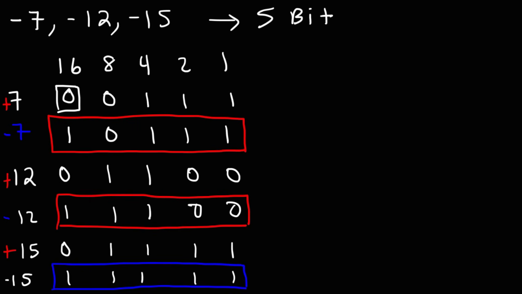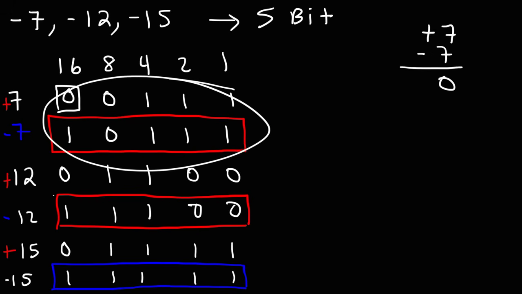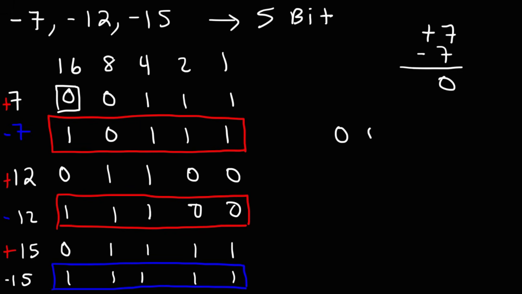This method of representing negative numbers, the sign magnitude method, is very easy for people to understand. It's very user-friendly. However, it doesn't work very well for computers, especially when computers need to perform operations such as addition or subtraction. For instance, let's say we want to add 7 and -7, we should get 0. So let's add these two binary numbers, 0, 0, 1, 1, 1, and 1, 0, 1, 1, 1.